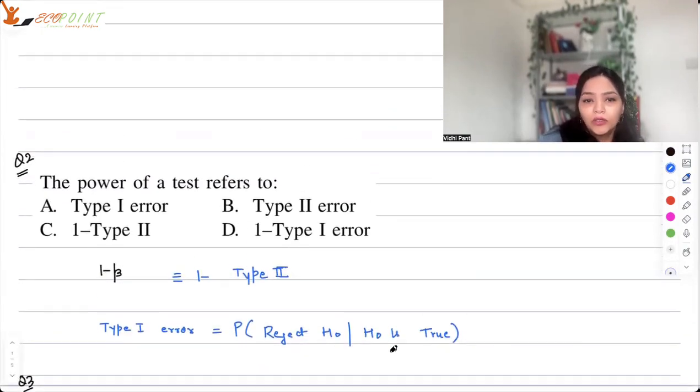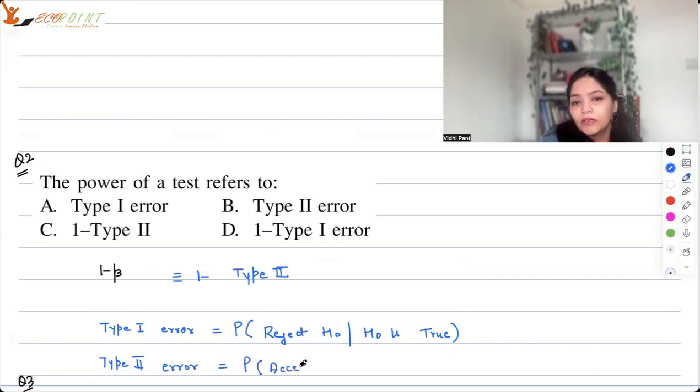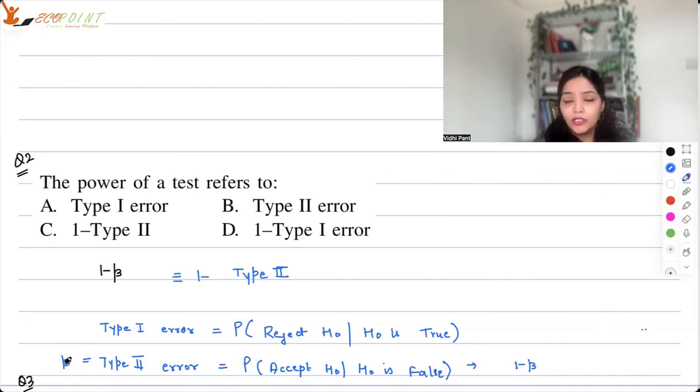Type 2 error is equal to the probability that you accept the null hypothesis when actually it is false. That's why it's an error. And the power of the test is basically 1 minus beta. This is beta. 1 minus beta is essentially that you are able to reject the null hypothesis when it is in fact false. Next question.